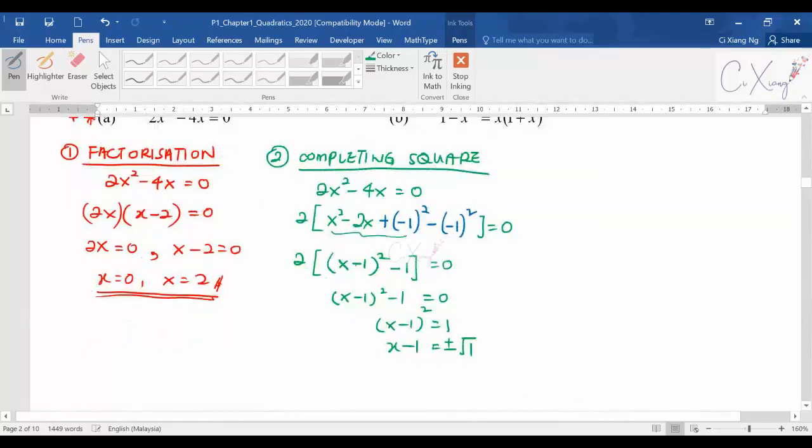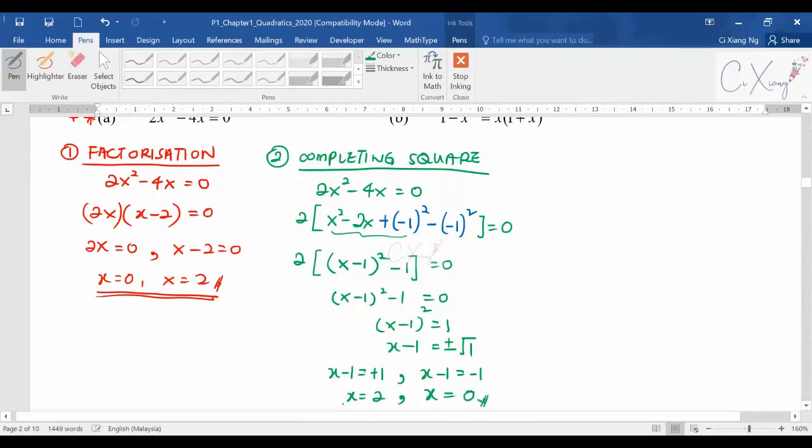Alright, and after that, what do you get? So plus minus square root 1 means that you are having x minus 1 equals to positive 1. Another one is x minus 1 equals to negative 1. So if you continue from here, you'll see that your solution is 2 and also 0.